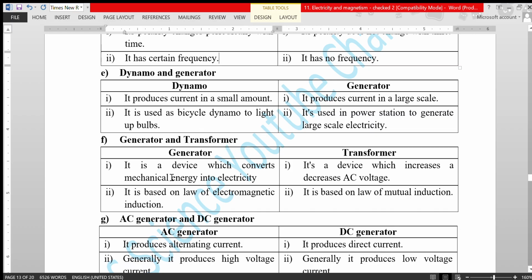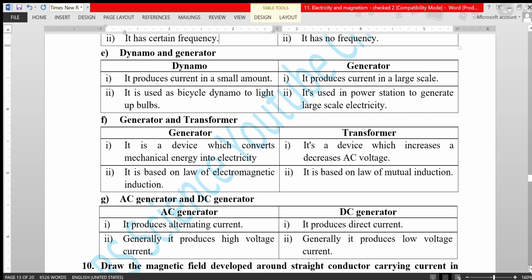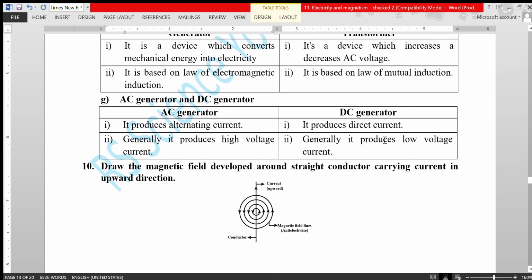Generator and transformer. A generator is a device which converts mechanical energy into electricity, based on the law of electromagnetic induction. A transformer is a device which increases or decreases AC voltage, based on the law of mutual induction. AC generator and DC generator: one produces AC, the other produces DC. Generally, an AC generator produces high voltage current, and a DC generator produces low voltage current.